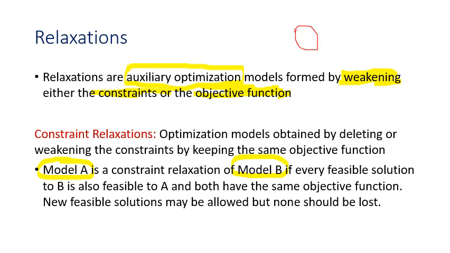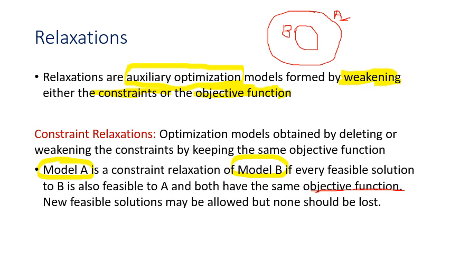We can represent it like this. Assume that this is the feasible region of model B. We make a relaxation. A relaxation means expanding the feasible region. The feasible region becomes larger, but it should also contain the feasible region of B. So if the feasible region of model A is larger than B and contains B, then we say that A is a constraint relaxation of B, of course if they have the same objective function. The same objective function should appear in both of them.